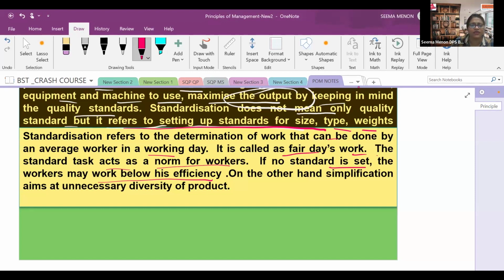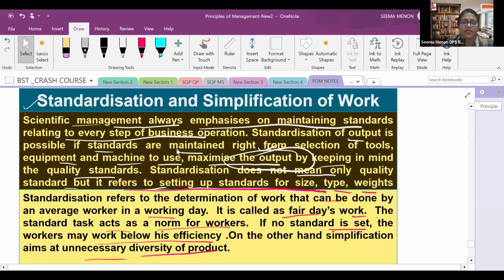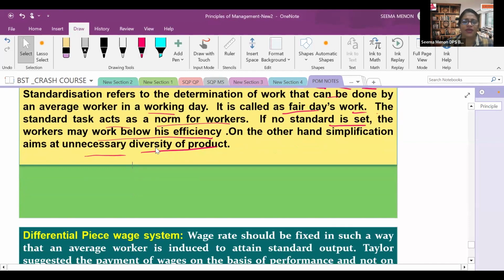On the other hand, simplification aims at eliminating unnecessary diversity of product. Through simplification, we should understand that unnecessary diversity of product should not be there. If you take a mobile charger, there will not be 100 types. They release only a maximum of 2 to 3 standard types of mobile chargers, so almost all the mobiles in the market will fit into them. That is known as simplification. Unnecessary diversity of the product will be eliminated. I hope you are clear with the standardization and simplification of work.